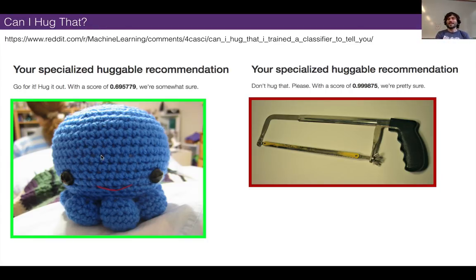So, okay, this thing is very huggable with a confidence of 70%. This thing is very not huggable with a confidence of 99%. So don't hug the bandsaw, right?